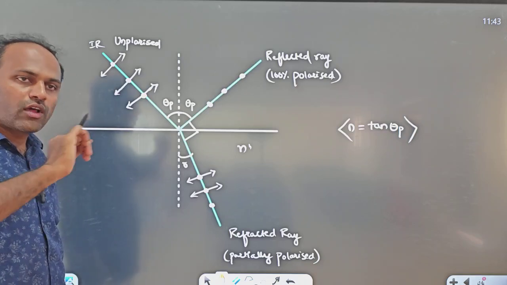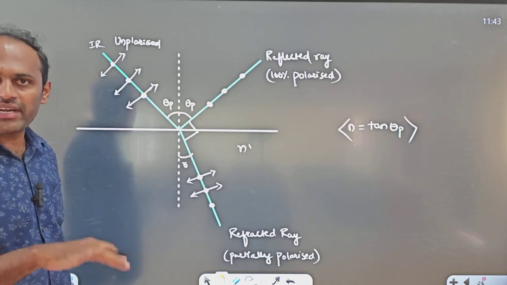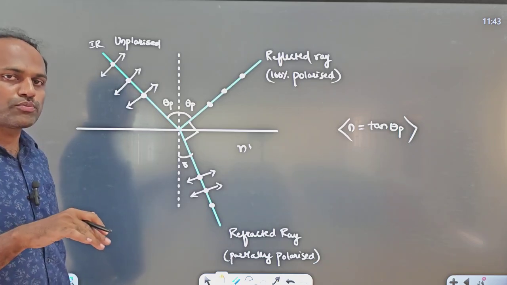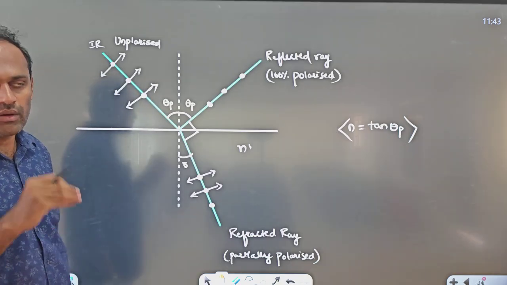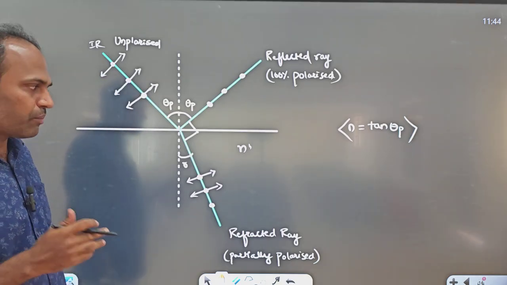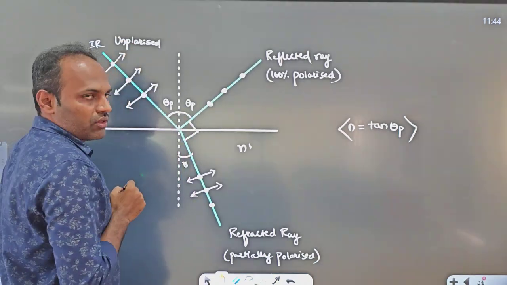See, not every angle of incidence will polarize the light. For 10 degree it will not be polarized, for 20 degree it will not be polarized. If for 30 degree it is polarized, that is called the polarizing angle. So polarizing angle is that particular angle of incidence at which the light gets polarized. Now we have made this light incident at the polarizing angle.